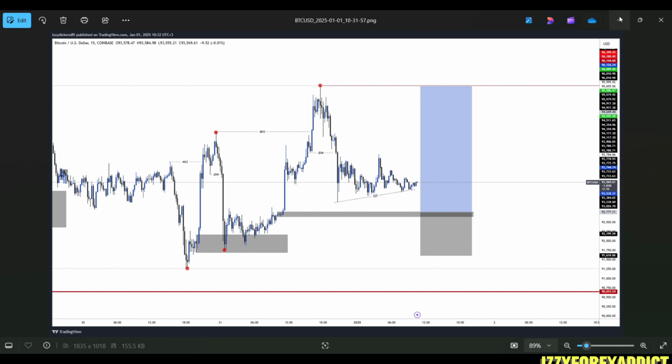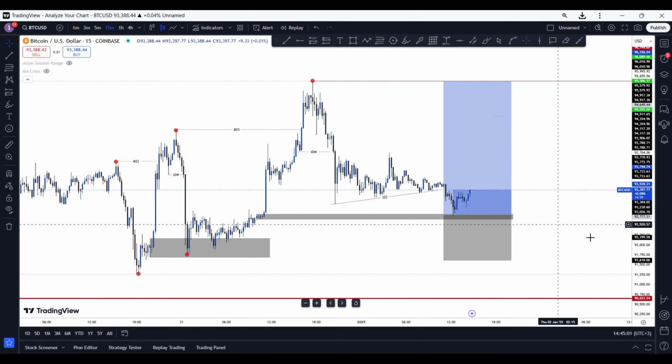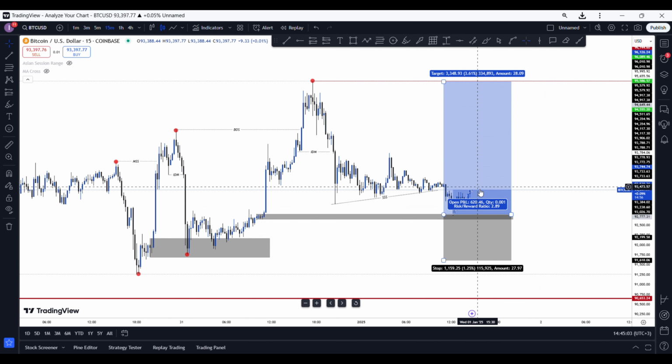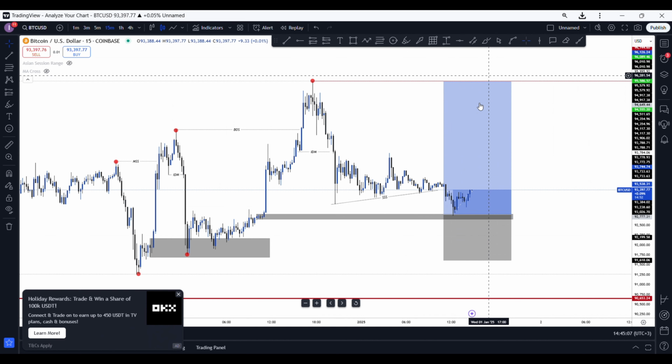This was my setup, before profits, as you can see. So now it hit our entry. So far we are around here in our entry. We are in good profits at the moment, and we are waiting for price to come until up here.